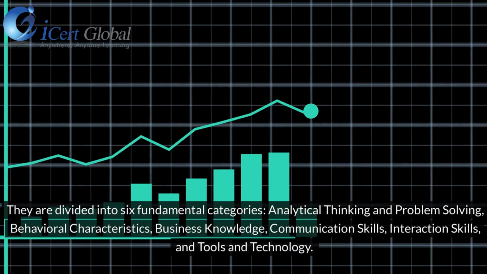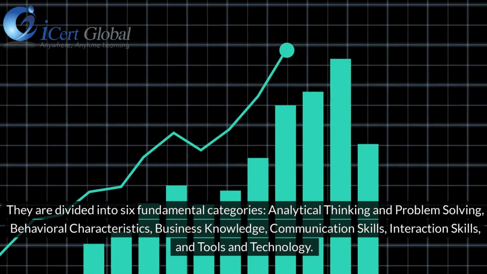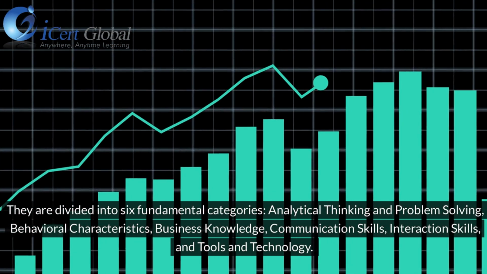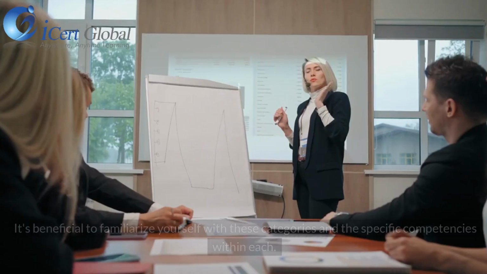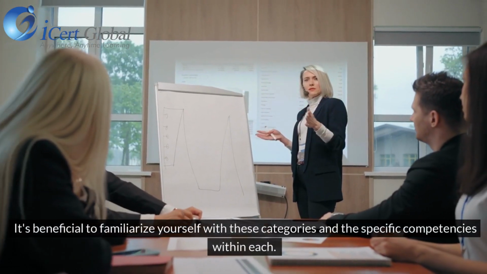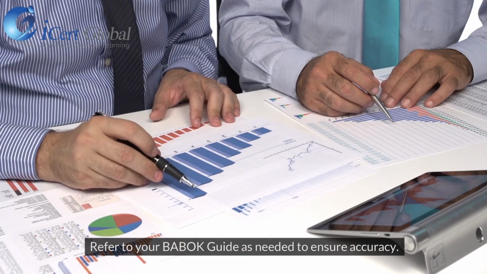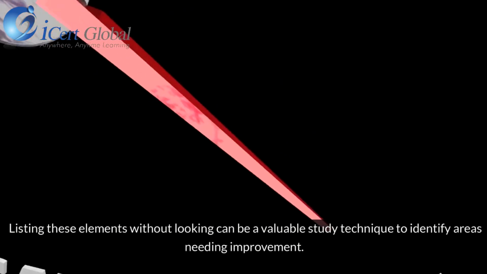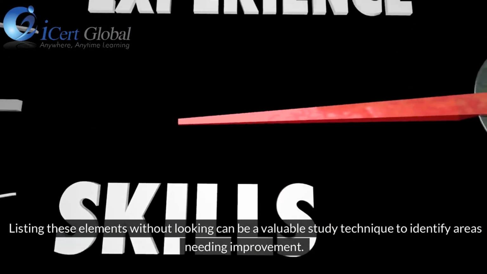They are divided into 6 fundamental categories: analytical thinking and problem solving, behavioral characteristics, business knowledge, communication skills, interaction skills, and tools and technology. It's beneficial to familiarize yourself with these categories and the specific competencies within each. Refer to your BABIC guide as needed to ensure accuracy. Listing these elements without looking can be a valuable study technique to identify areas needing improvement.